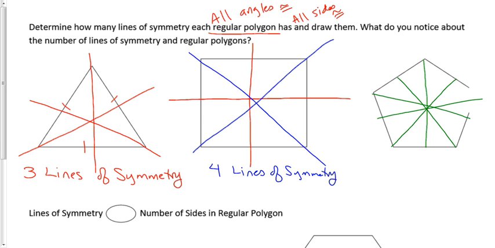Let's count them. 1, 2, 3, 4, 5. This is not 6 because this is the same as 1. This one's the same as 2. This is the same as 3. This is the same as 4. This is the same as 5. So we're at 5 lines of symmetry.